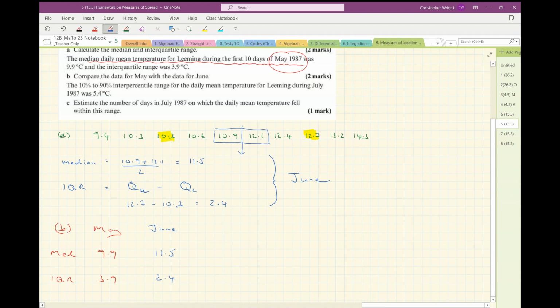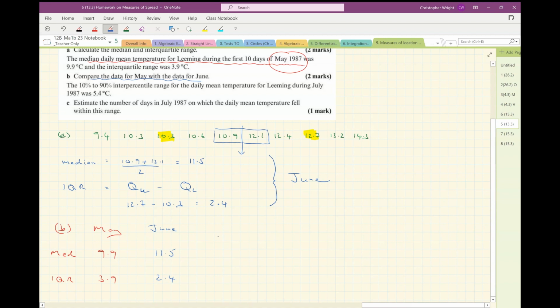Okay, compare the data for May with the data for June. Right, so let's look at the medians first of all. I see the median is higher in June than it is in May. So in my answer, I need to say the bleeding obvious, the median in June is higher than the median in May, but I need to also say what that means.